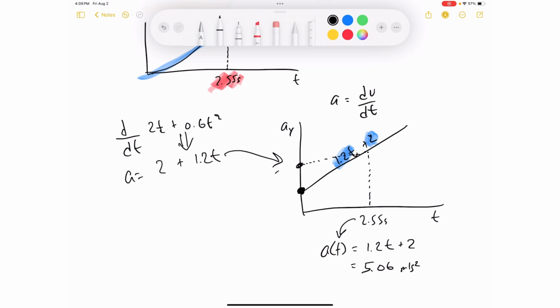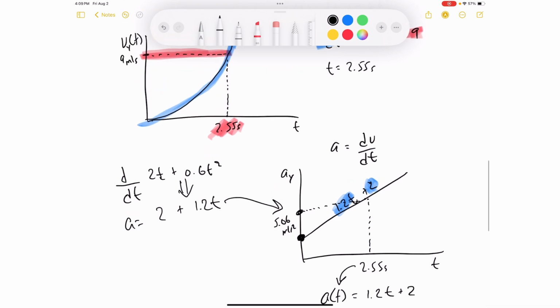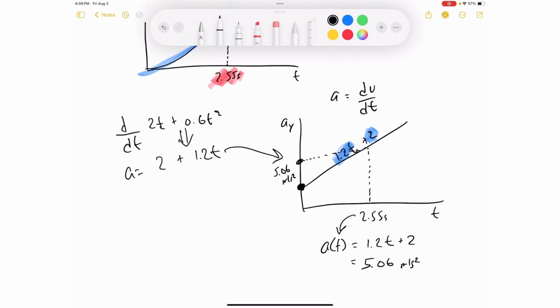That's this one, 5.06 meters per second squared. Great. So now I know the acceleration. So when the box is moving at 9 meters per second velocity, it's also accelerating at 5.06 meters per second squared. And it's doing this at 2.55 seconds after 0. Okay?